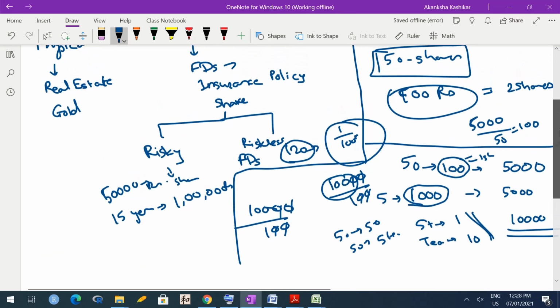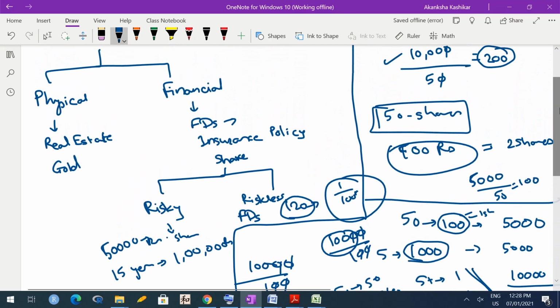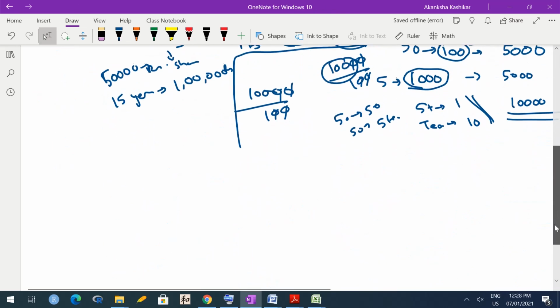Is it okay? So first, is the concept of assets clear? Everyone got the difference between physical and financial assets? And in financial assets, what are the risky assets and what are the riskless assets? Is it okay? And the concept of share, because it is very, very important. So please try to think more about this concept of share and make sure that you have understood it clearly. Now let us go to a few more terms.